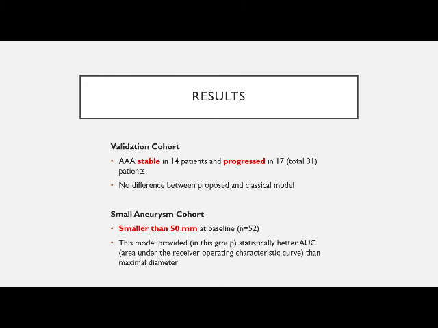It did not show any difference between the proposed and classical model, right? We have the classical model of the diameter itself and the volume parameters and the functional, the fluid dynamics and all of that. This is the proposed model. So there was no difference in this group. Then you had the small aneurysm cohort, which is a very interesting thing to note that among these 52 patients, as I mentioned, the AUC, the area under the receiver operating characteristic curve, was statistically better than the maximal diameter.